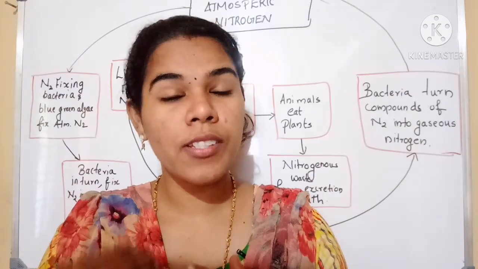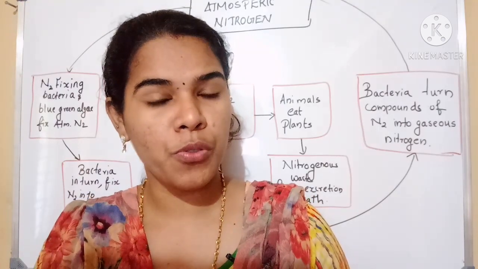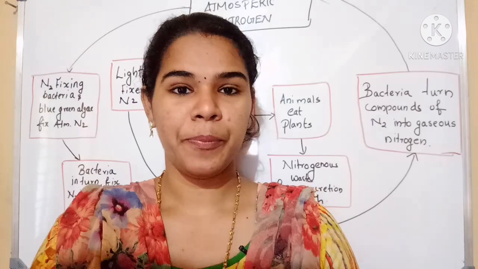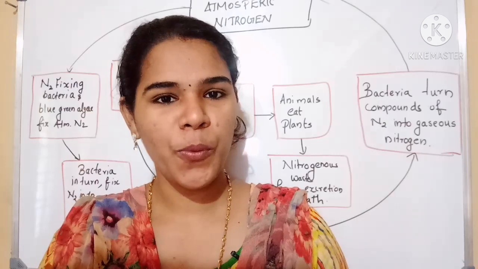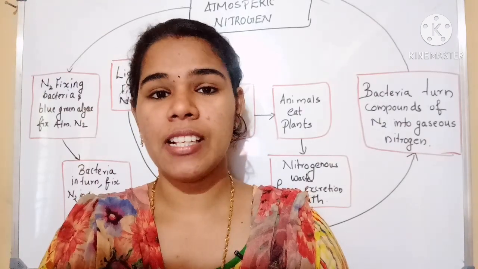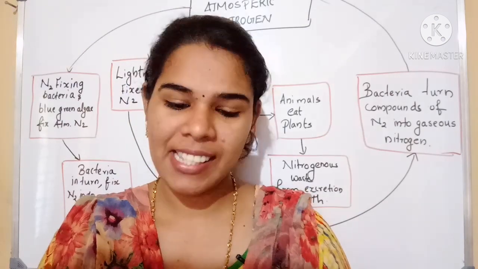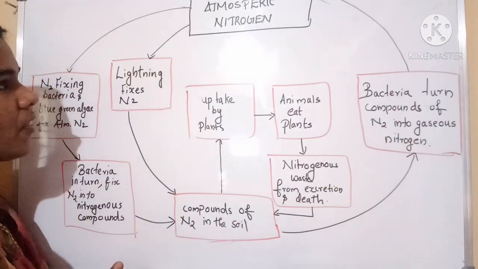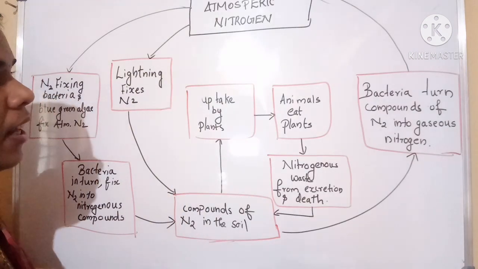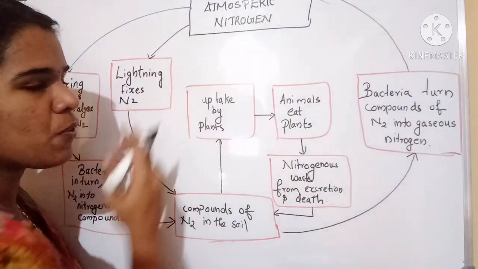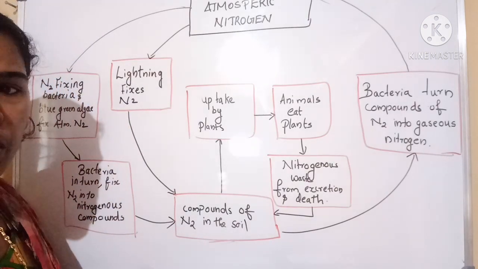Regularly the plants use nitrogenous compounds formed through lightning and some action of bacteria. But the atmospheric 78% nitrogen is constant. How? Let's see. It's because of the nitrogen cycle. How does this cycle move? Let's see. So this is atmospheric nitrogen. And how does it come back again to the atmosphere? Let's discuss.